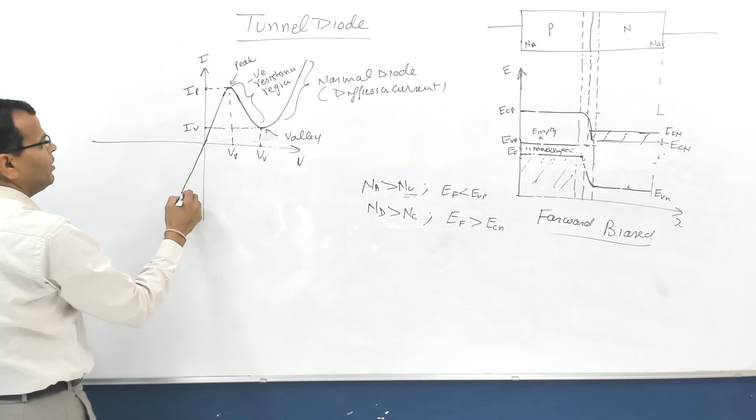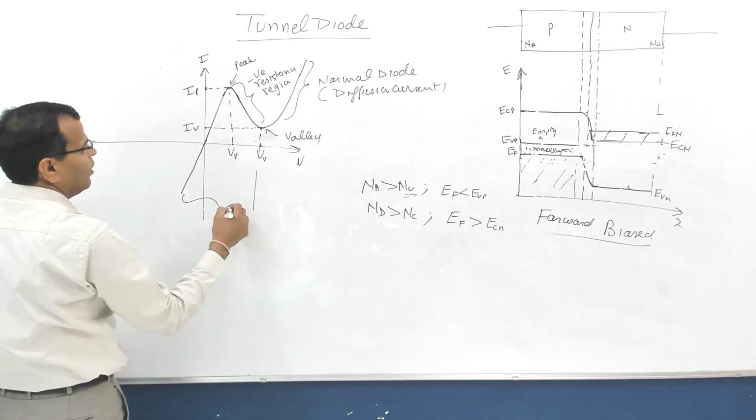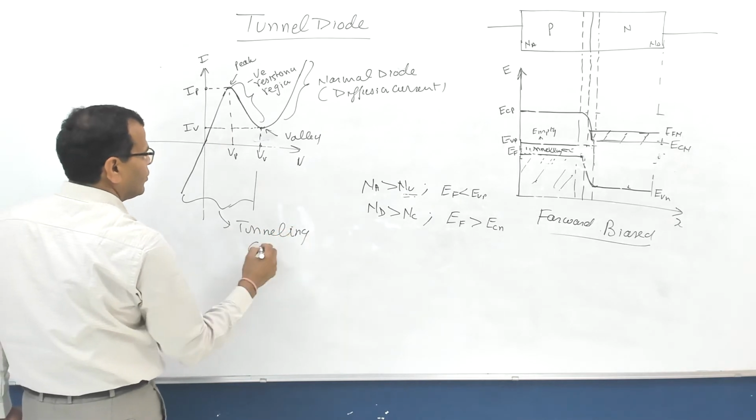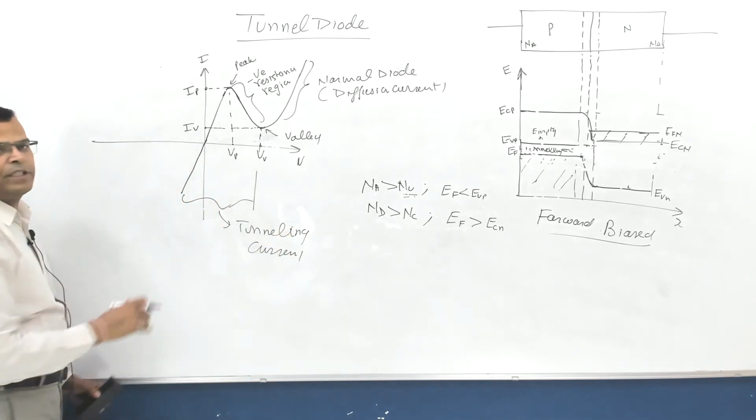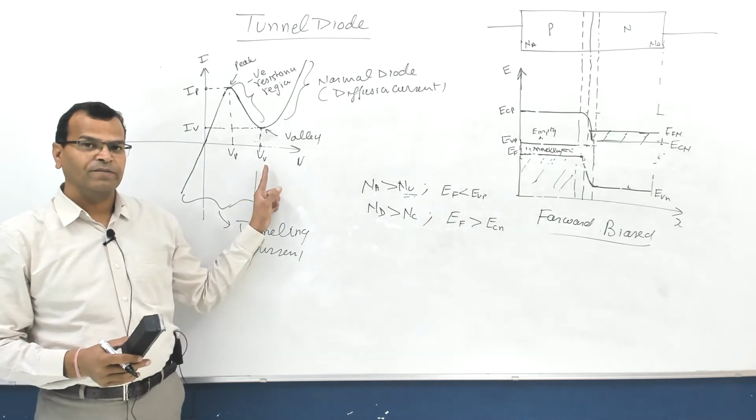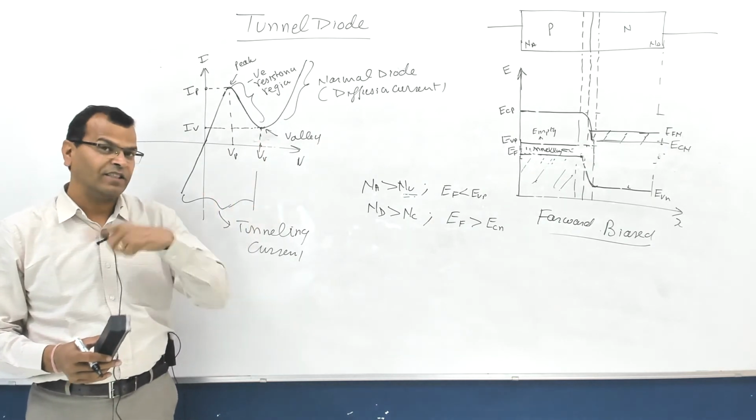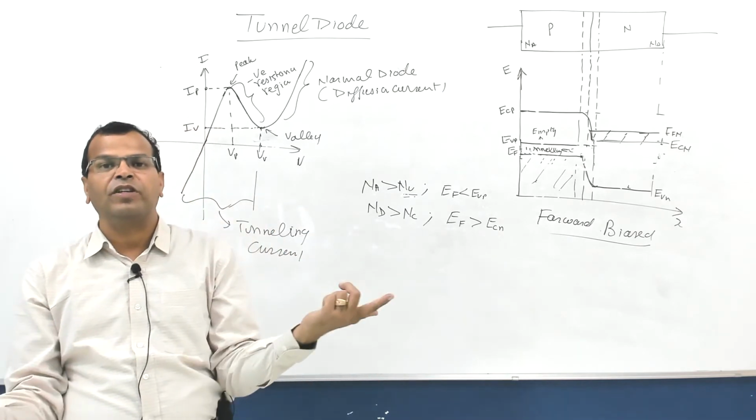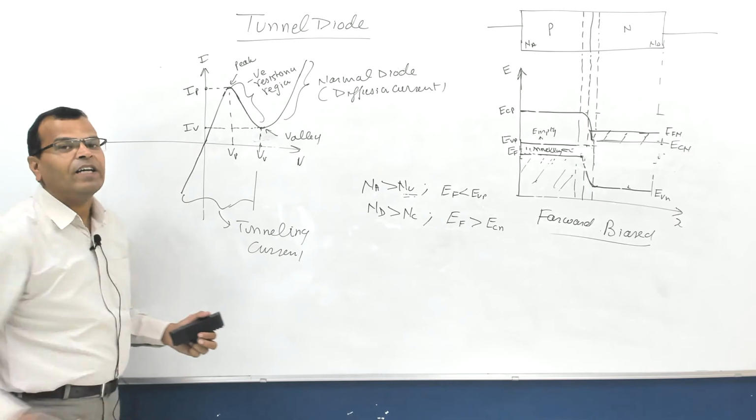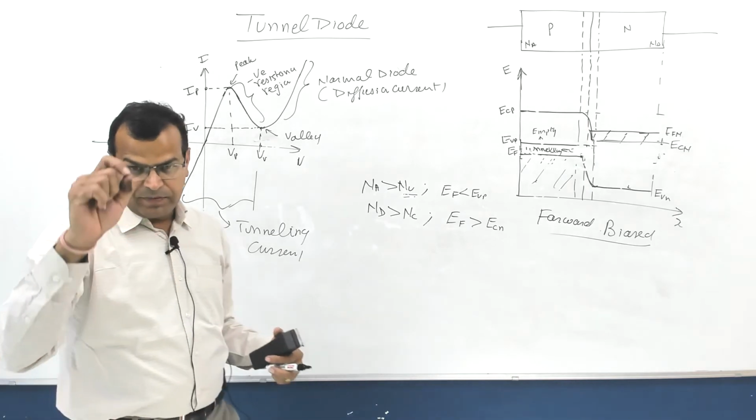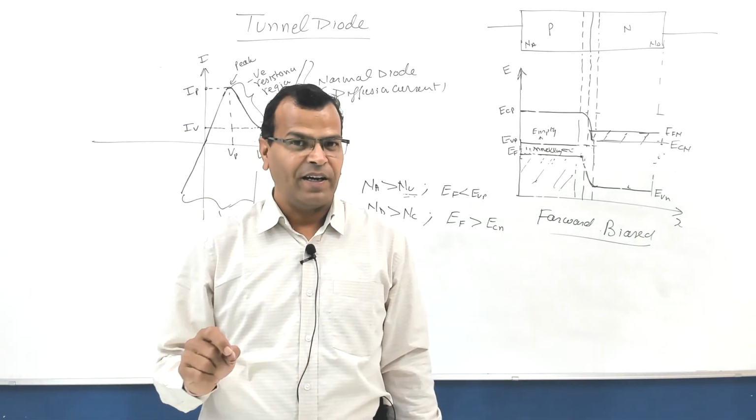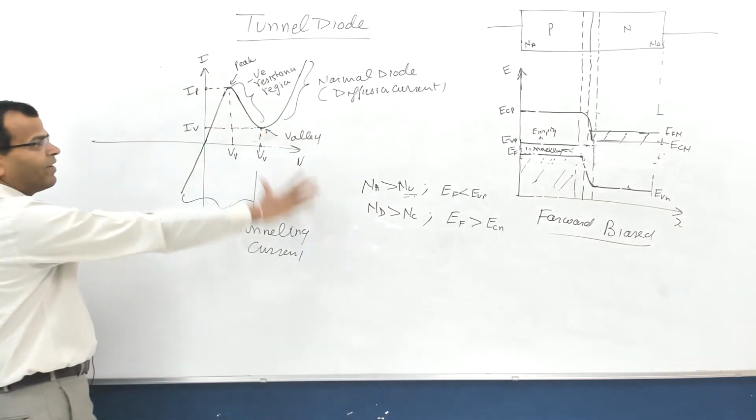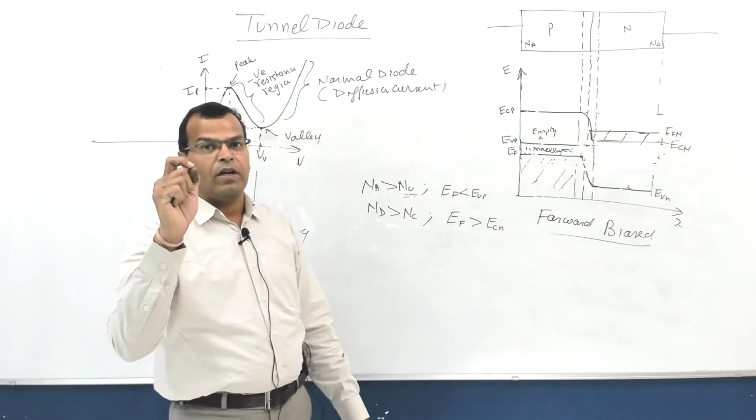Fine. So from here up to this point, this current is tunneling current. Tunneling current exists right from reverse biasing up to the valley voltage, up to this valley point. After the valley point, it is purely diffusion, just like a general purpose diode. I have explained the VI characteristic as well; we have discussed the VI characteristic of the tunnel diode.